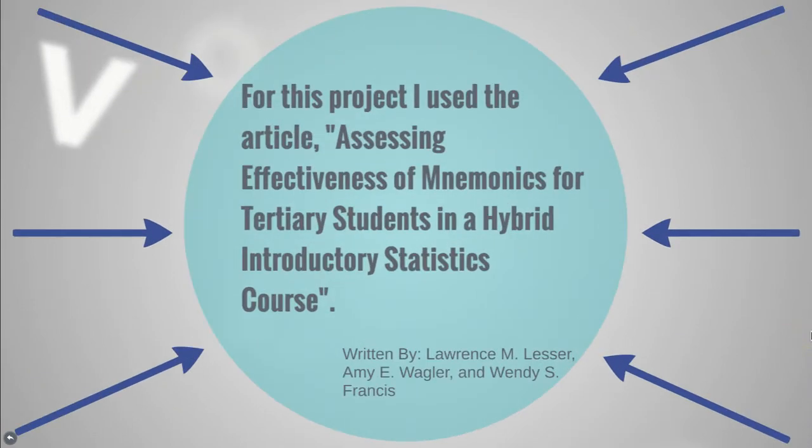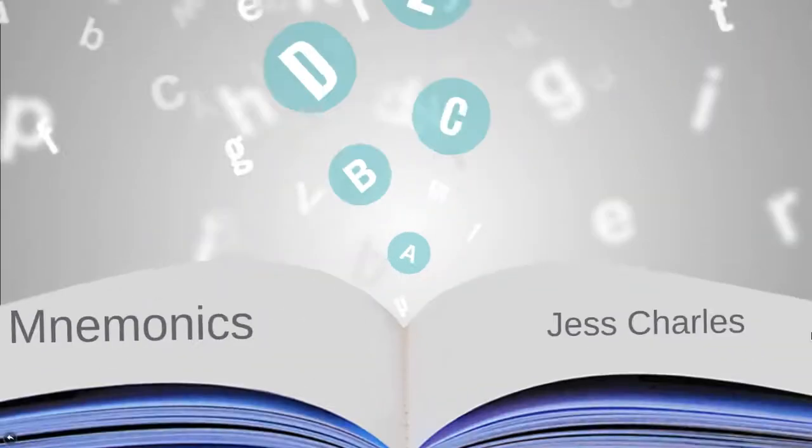For this project, I used the article Assessing Effectiveness of Mnemonics for Tertiary Students in a Hybrid Introductory Statistics course. This was written by Lawrence Lesser, Amy Wagler, and Wendy Francis.